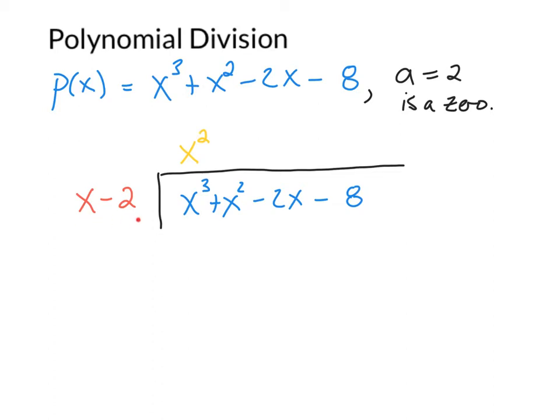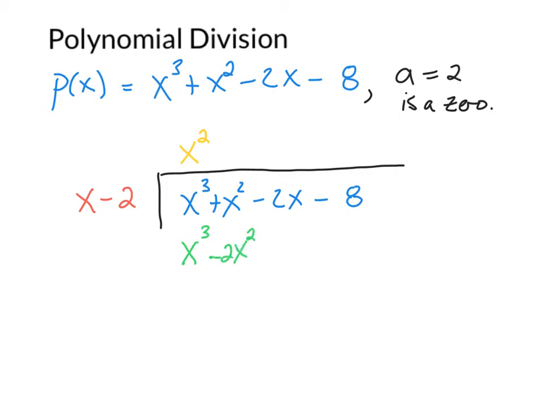So the next step is, I'm going to take my x squared and multiply it by all of this term right here. So x squared times x and x squared times negative 2. And I'm going to write it underneath the blue polynomial. Okay, so x squared times x is x cubed. X squared times negative 2 is negative 2x squared.